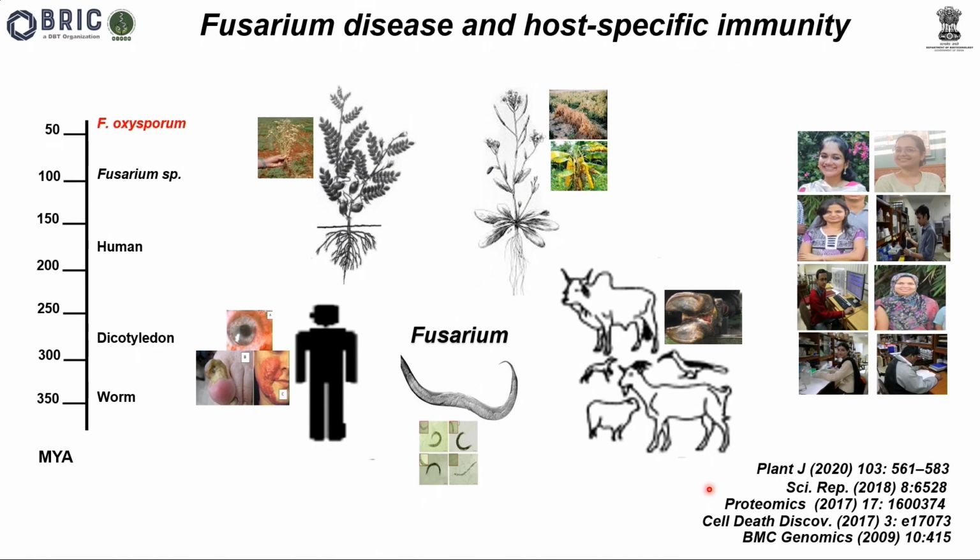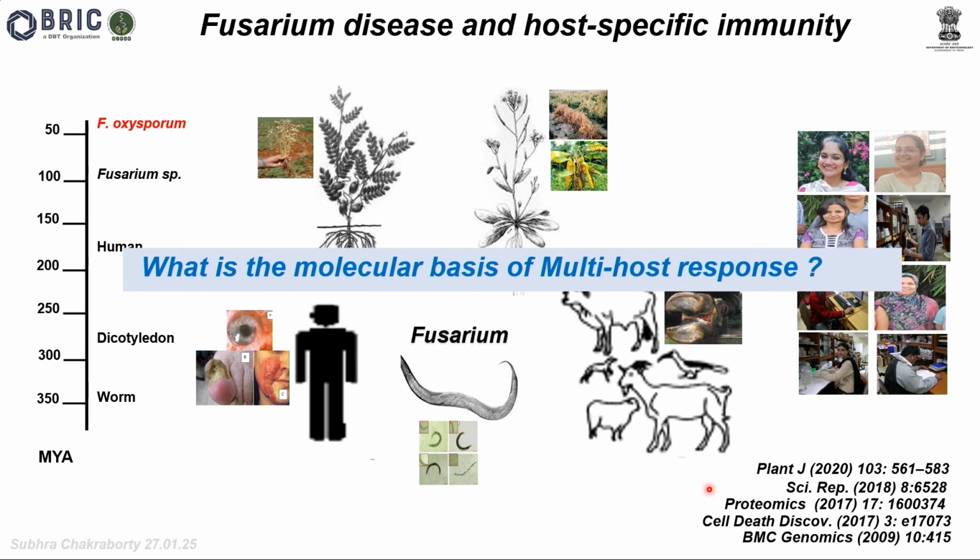So, today's discussion point is the fusarium disease. What does this disease do? If you look at the evolutionary scale, fusarium came on this earth 50 million years ago. But its host, a dicot we work on, Cicer arietinum, came on this earth somewhere around 280 million years ago. The worm we use as an animal model, C. elegans, came into existence 350 million years ago, and human came on this earth almost 180 million years ago. But this small Ascomycete fungus can cause disease in plant, in human, in animal, also in cow. So, we have been interested in answering the question: what is the molecular basis of this multi-host response?